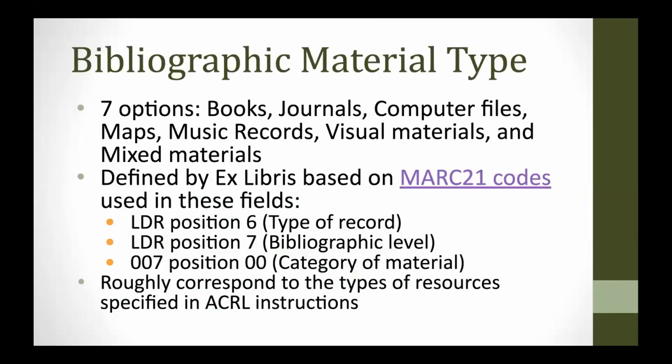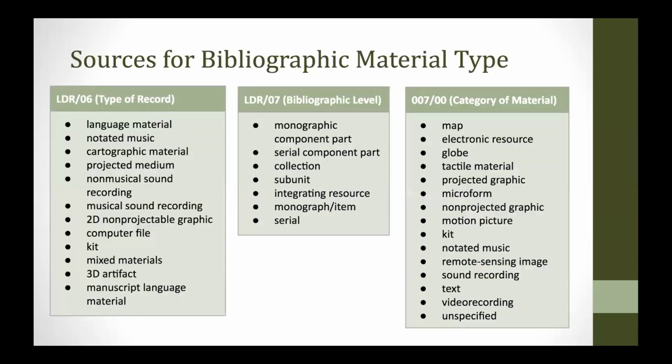Let's take a closer look at bibliographic material type. So there are 7 options that I've listed here. These are defined by Ex Libris based on MARC 21 codes used in the leader position 6, position 7, and the 007 position 00. So these roughly correspond to the types of resources that are specified in the ACRL instructions. And for that reason, we use bibliographic material type as our primary filter in the ACRL reports.